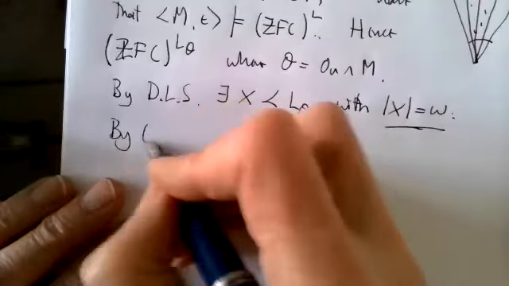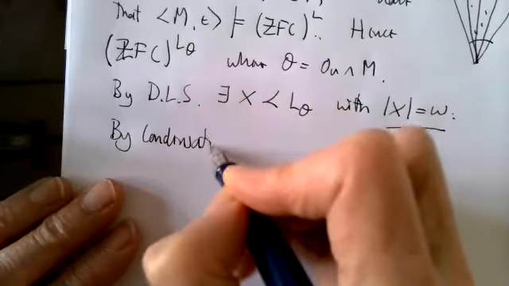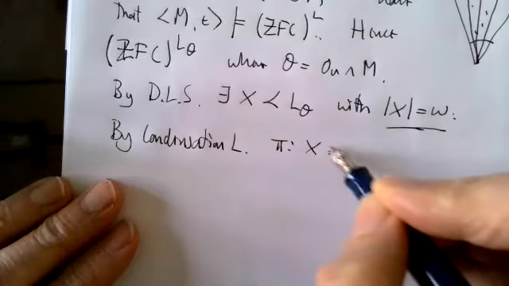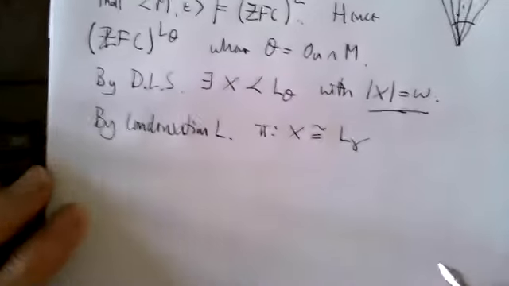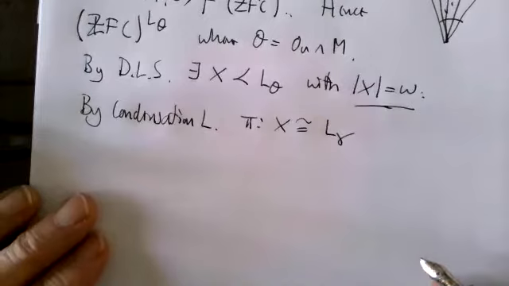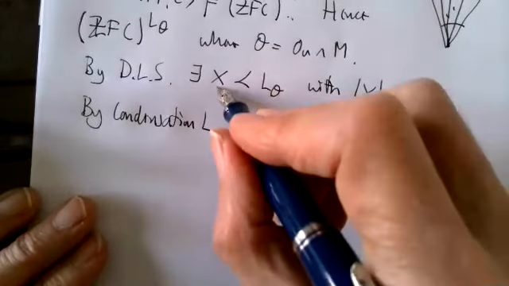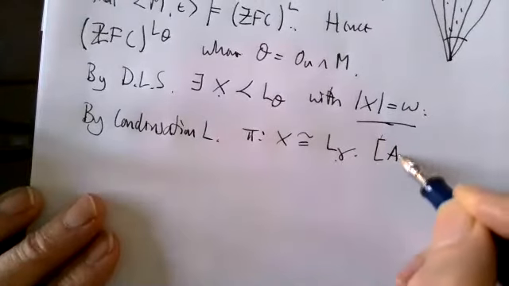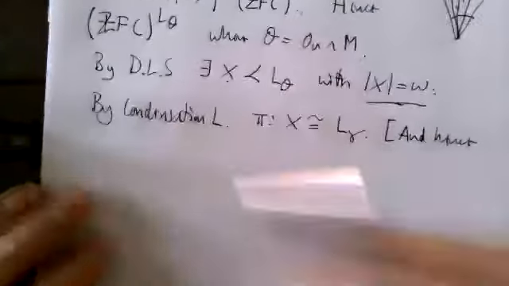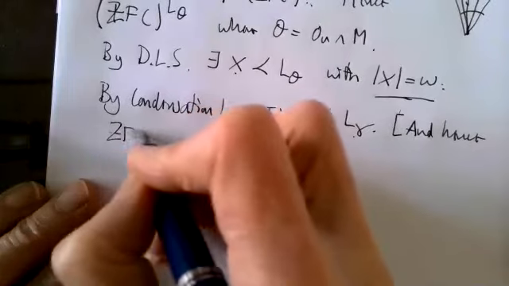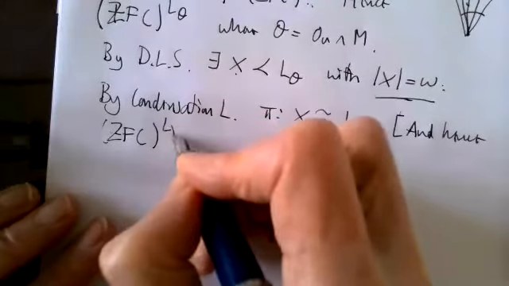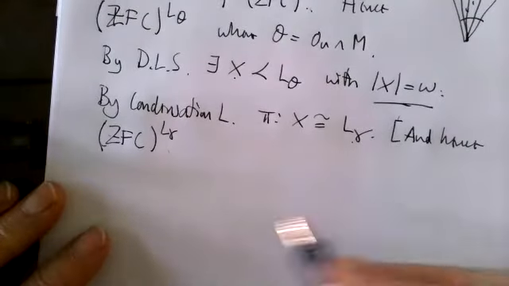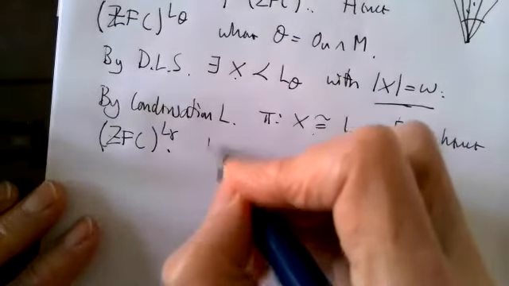By the condensation lemma, right, X is actually isomorphic to some L gamma. Okay. Because this is a model of all the axioms of ZFC, so is X, so is L gamma. And hence ZFC holds in L gamma. But gamma is countable because X is countable.